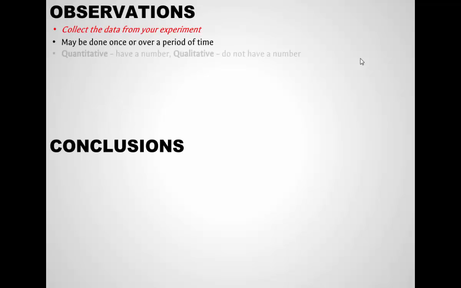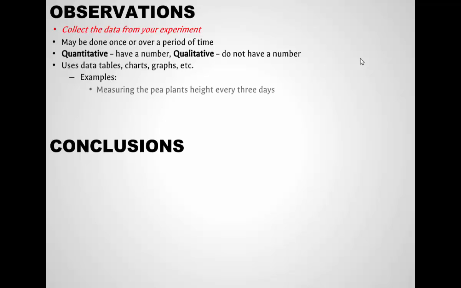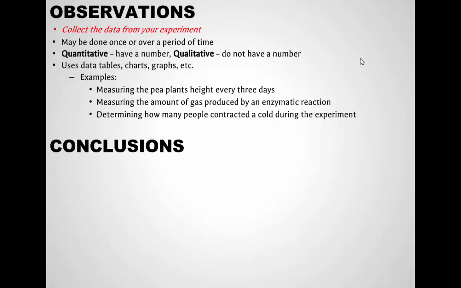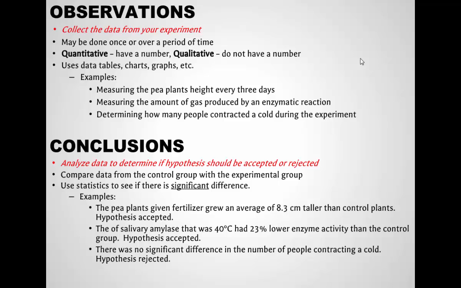Okay? And remember, there are two types of observations: quantitative and qualitative. Quantitative, which are numerical, and qualitative, which are not. Okay? We use data tables, we use charts, we use graphs to portray our data and to show it in different ways. And then once we have that data, we can analyze it. We look at the data and say, okay, based on these results of my experiment, was my hypothesis correct or was it incorrect? We make a decision.